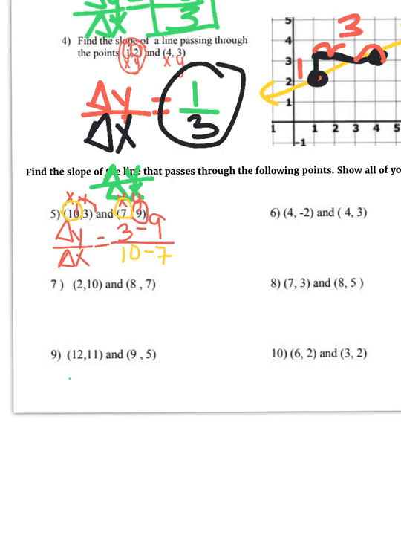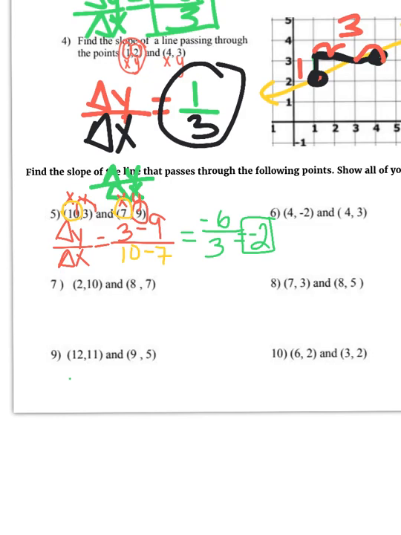Now we can actually do some math to see what the slope is. So 3 minus 9 is negative 6, and 10 minus 7 is 3. And we can simplify this. So negative 6 divided by 3 is actually just negative 2. So the slope of the line that goes through those 2 points is negative 2.